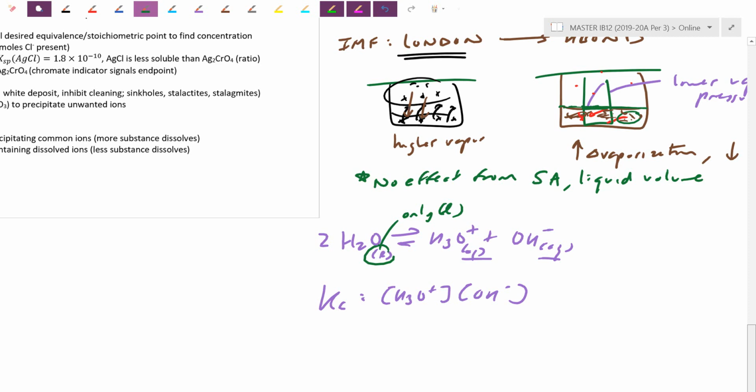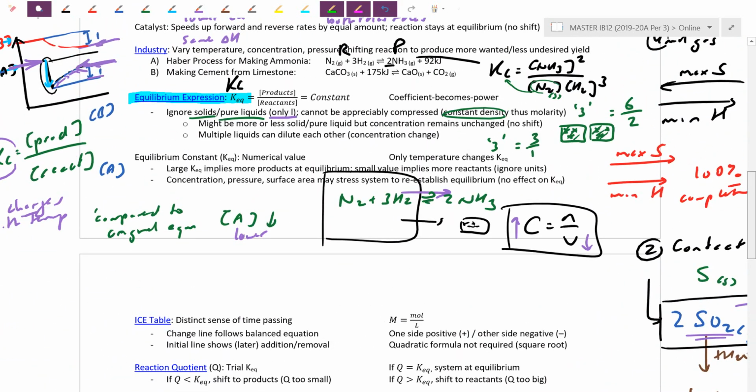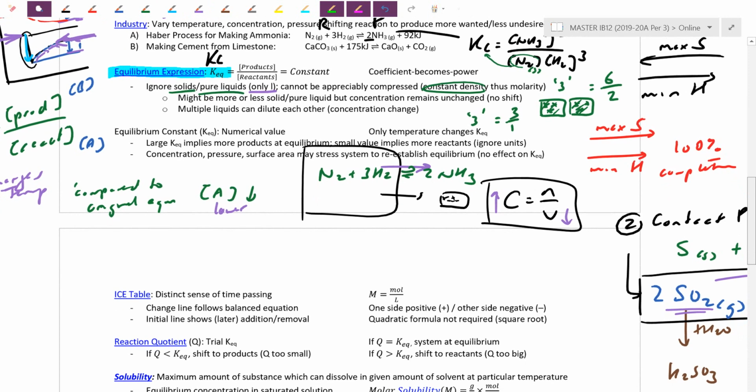This liquid cannot mix into each other here, so we ignore this. Instead of actually going divided by water squared, that's all it's going to be, and then next chapter we called it Kw. Right? So if it's the only L, you can ignore it. Keq is this product over reactant ratio when things have hit equilibrium.